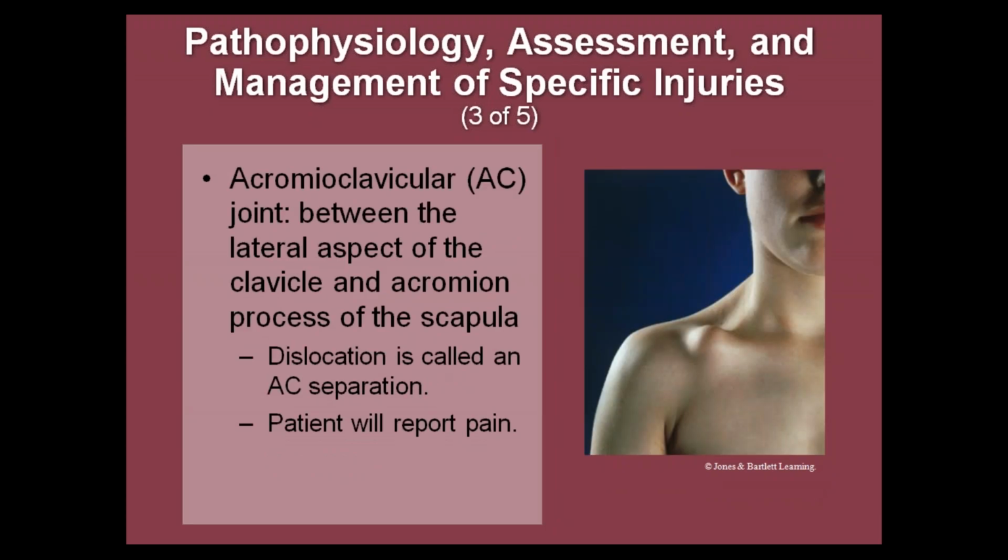The AC joint is between the lateral aspect of the clavicle and the acromion process of the scapula. So that's that point, like this picture is showing right there. It's an actual joint. Dislocation is called the AC separation, and patients will report pain. And again, this is a similar injury mechanism as with the clavicle. It could be with patients that have their arms outstretched.